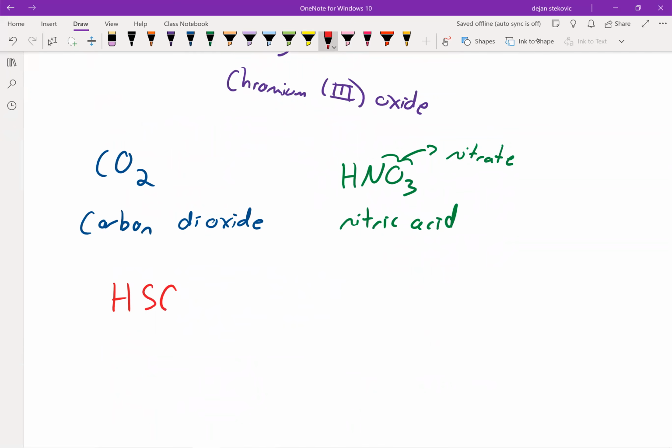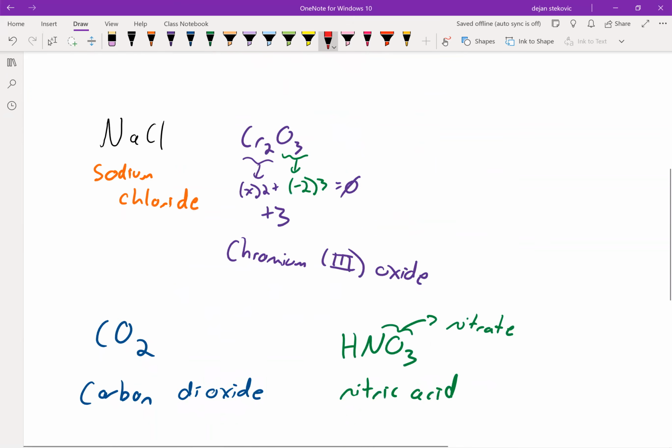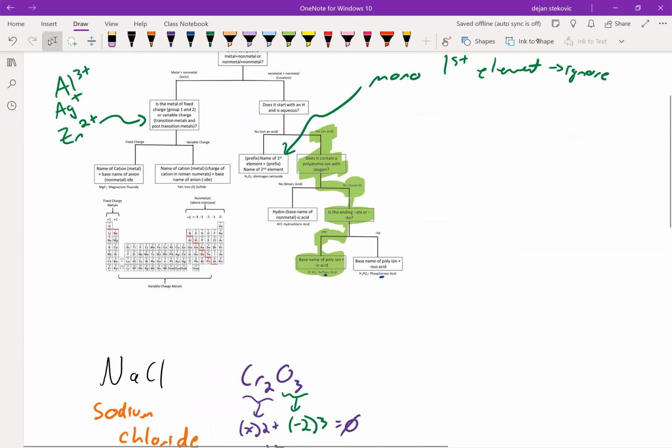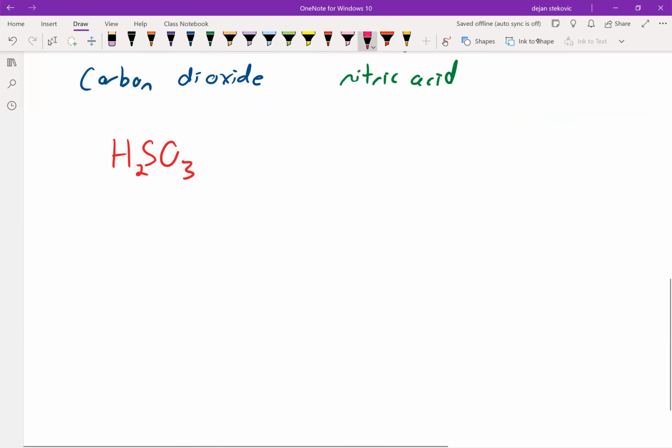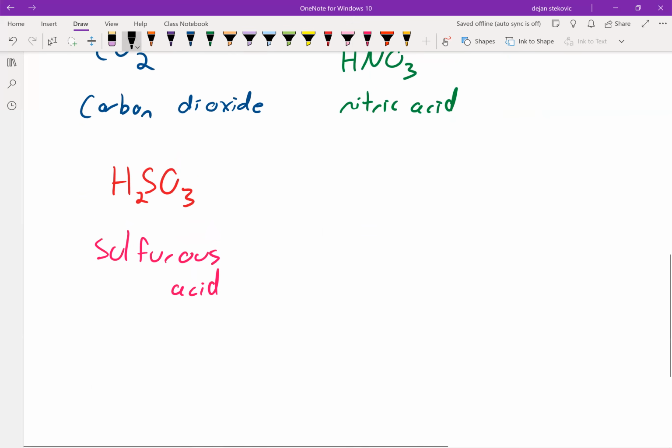Let's take a look at HSO3. That's my bad. H2SO3. Again, we've got covalent compounds. Yes, it does indeed start with an H. Does it have a polyatomic ion? Yes, indeed it does. Does it have an ate or an ite ending? It has the ite ending. So we need the base name of the polyatomic ion plus an us and then acid. Note that, of course, in the case of the sulfate and sulfite, we add an "ur". So this would then change to sulfurous acid, very angry acid. Actually, it's not that bad of an acid.